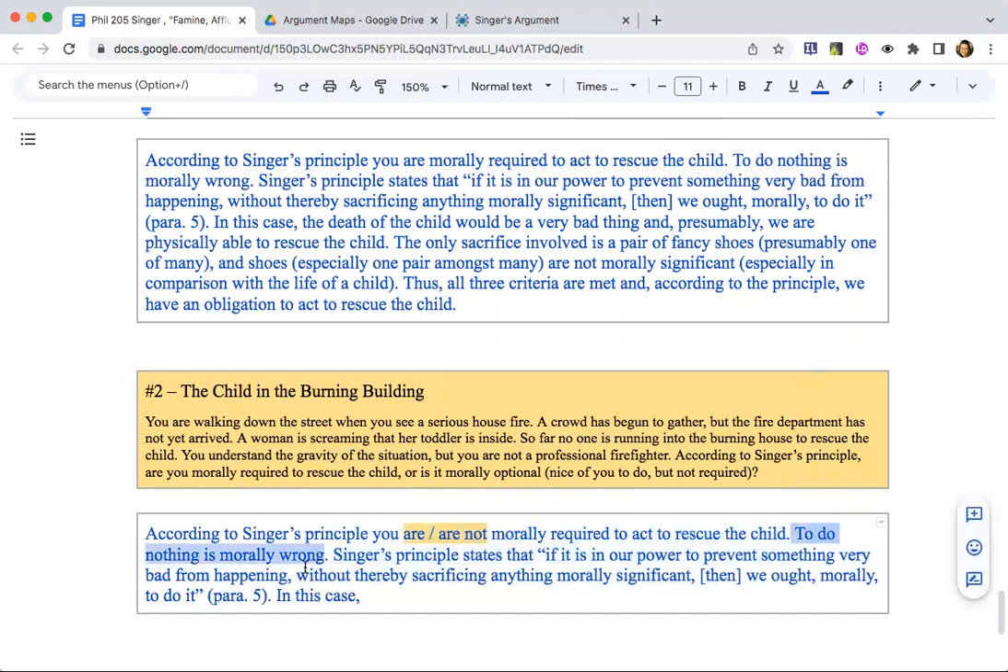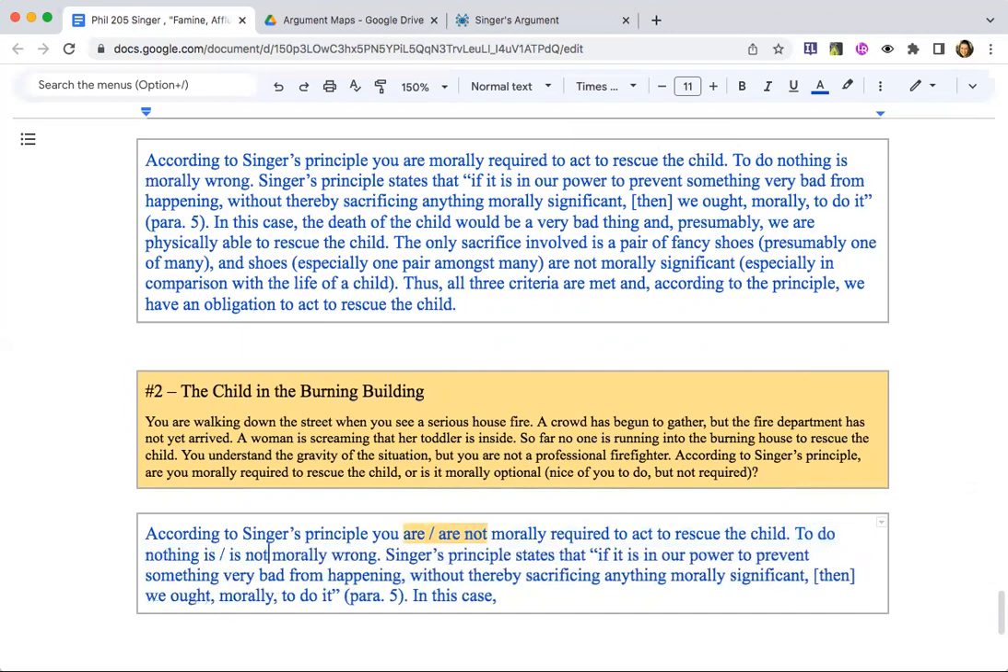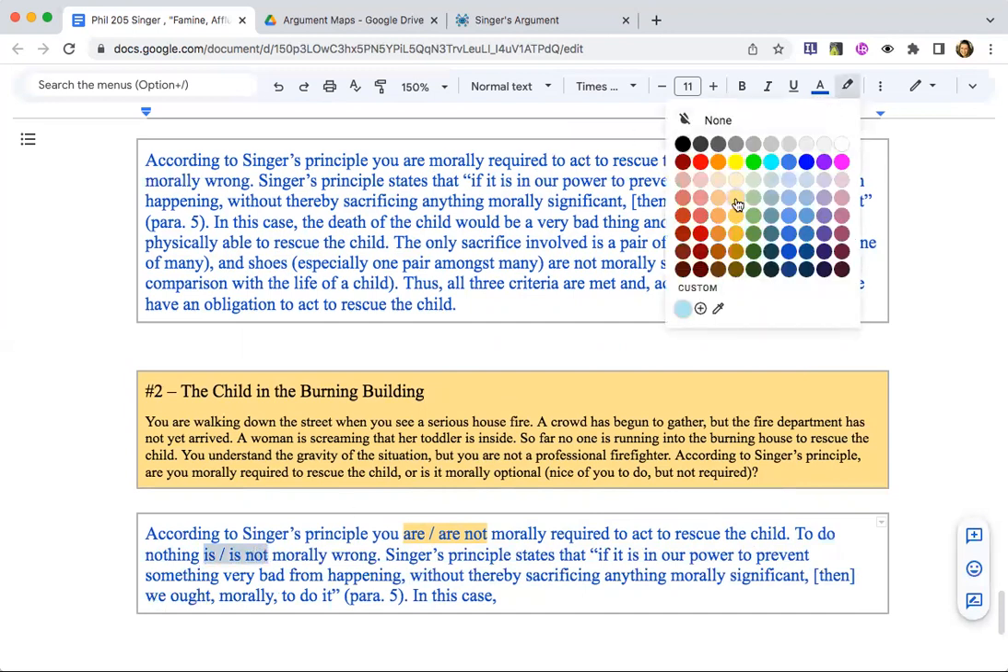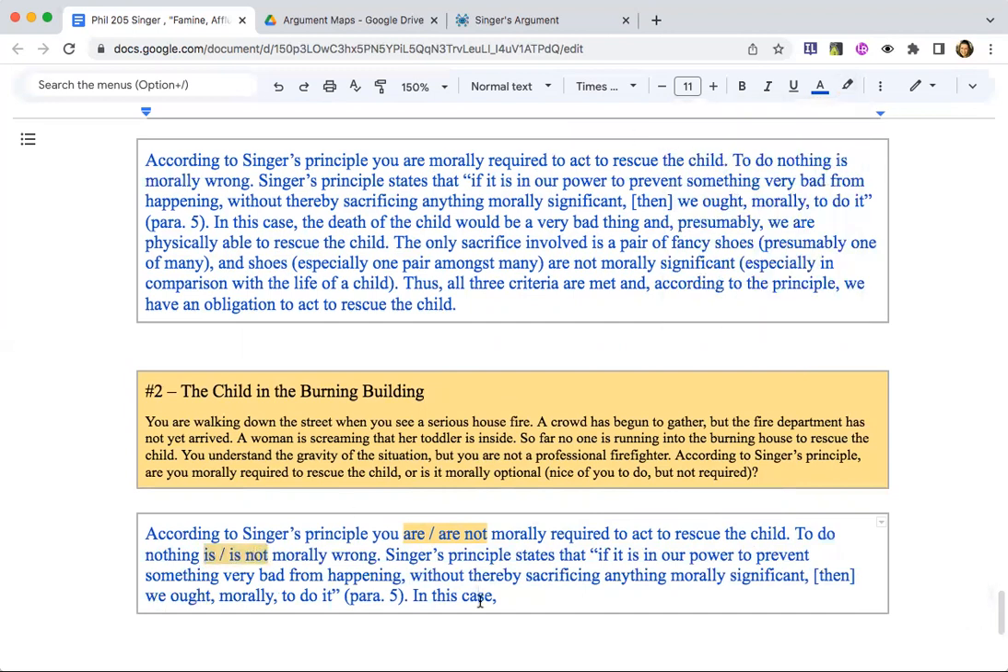To do nothing is or is not morally wrong. You have to make a claim. And when you do these claim, define, connect, maybe it's not yes or no, maybe it's yes assuming or no assuming for some cases. This one should be clear, but sometimes you may need to give a qualified answer, and that's acceptable too. The claim isn't always a simple yes or no.